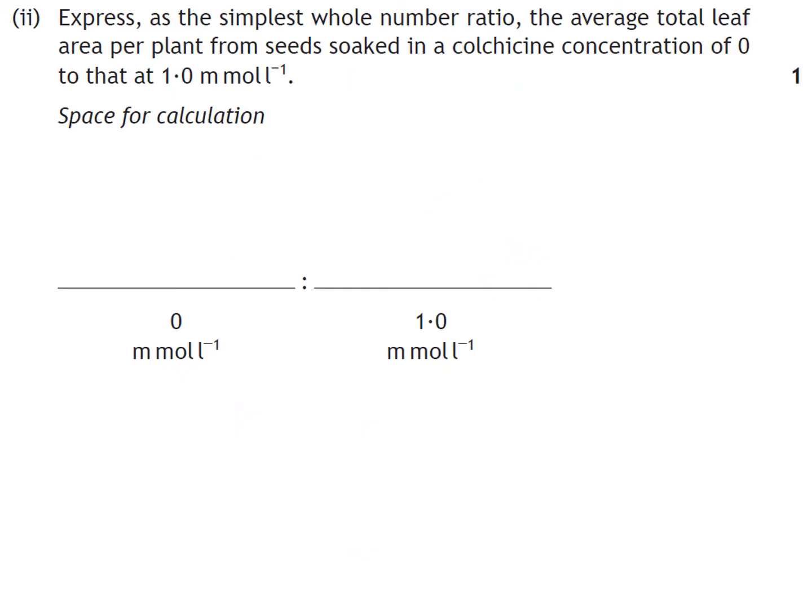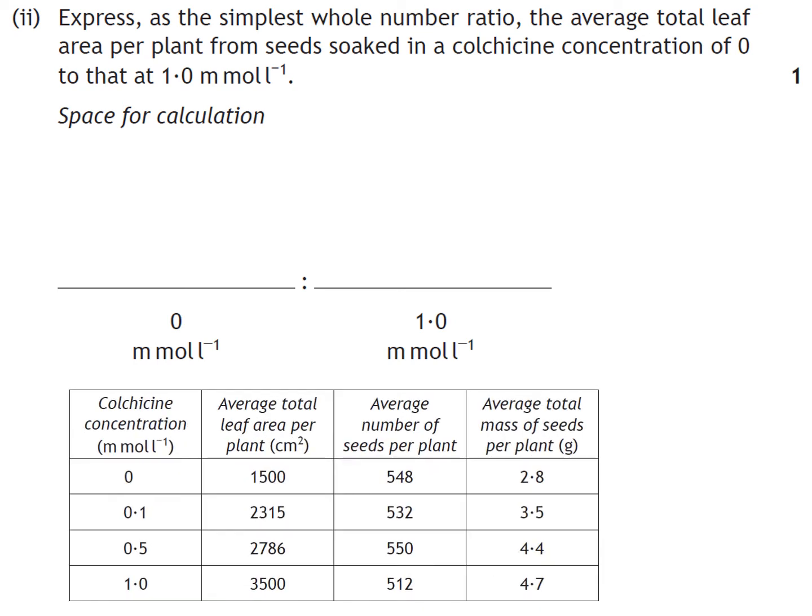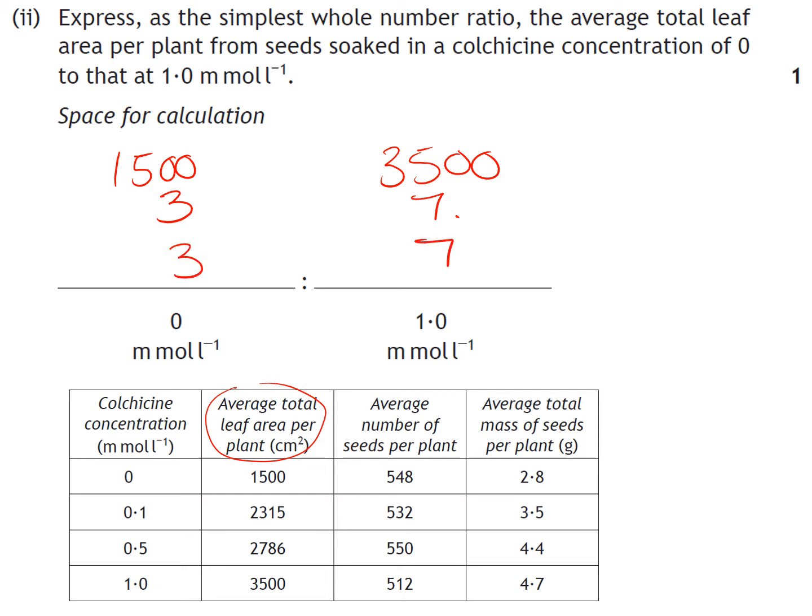Express as the simplest whole number ratio the average total leaf area per plant from seeds soaked in a colchicine concentration of 0 to that at 1. So at 0 we have 1500, and at 1 we have 3500. So let's try some divisions here. Certainly I'm going to divide by 500, so we'll do that first. So that's a 3, and that's 7. Well, actually that's not going to go any further. So 3 to 7.